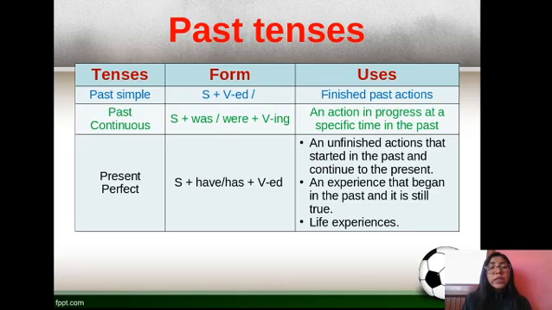And in which case do you use past continuous? That's right, in order to speak about an action in progress at a specific time in the past. Okay, that is the use of the past continuous.